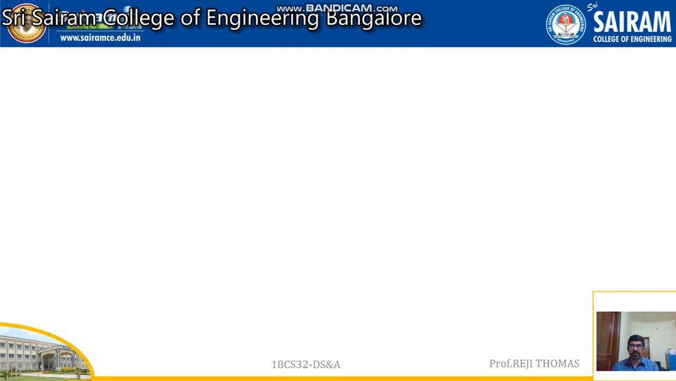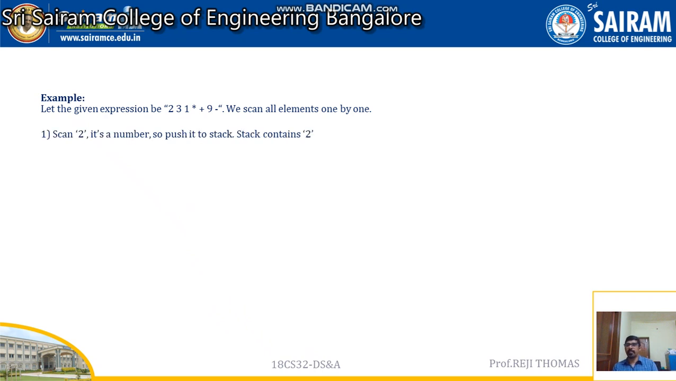So this is going to be very easy. If you look at the given expression, we have 2, 3, 1, star, plus, 9 and minus. When I scan it from left to right, the first character I encounter is 2. So this I can push on the stack. Now the stack contains 2.